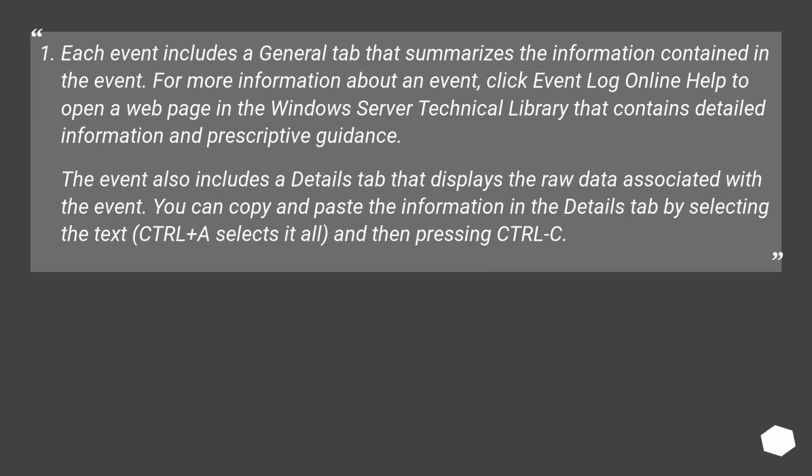Each event includes a General tab that summarizes the information contained in the event. For more information about an event, click Event Log Online Help to open a web page in the Windows Server Technical Library that contains detailed information and prescriptive guidance. The event also includes a Details tab that displays the raw data associated with the event. You can copy and paste the information in the Details tab by selecting the text, Ctrl+A selects it all, and then pressing Ctrl+C.